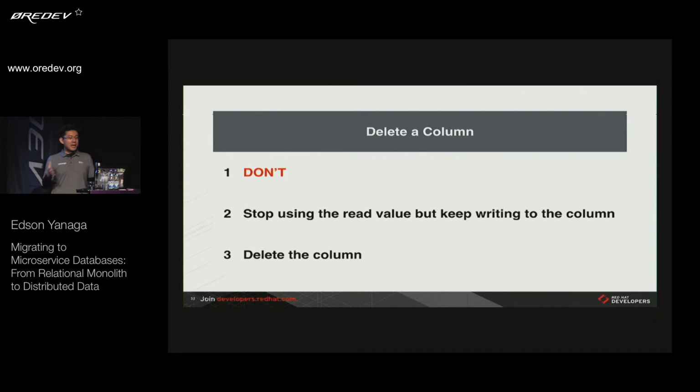You never do that. You just stop using the read value, but you keep writing to the column just in case your previous version still needs to be running. Your previous version still needs the value from the column. And if everything went well, maybe in a later version you can stop writing to the column and mark the column for deletion. So in the next maintenance window, your DBA will be able to successfully delete the column in production. So this is the way that you can achieve zero downtime migrations.